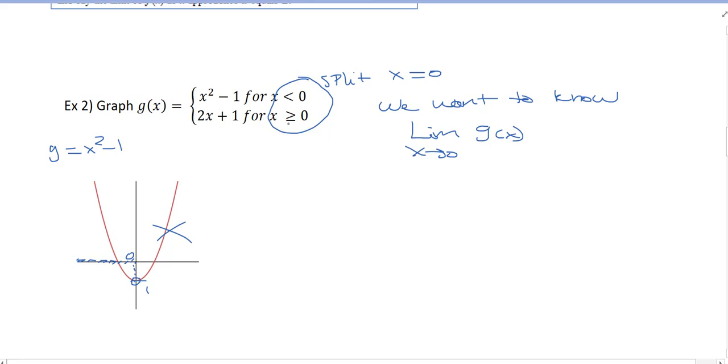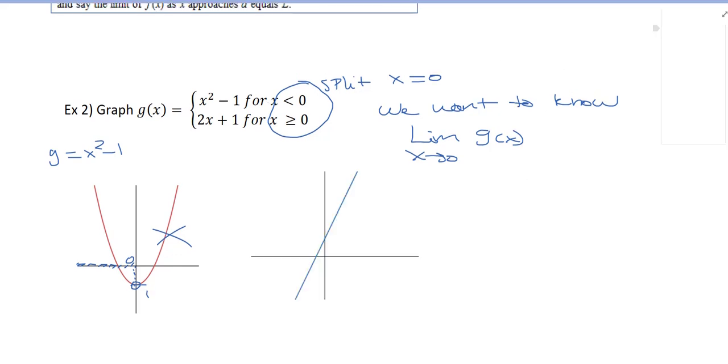And when x is greater than or equal to 0, we look like y equals 2x plus 1. This looks like y equals mx plus b, so this is a line. So let's look at what that line looks like. So here is our line, and I'm going to write it over here, y equals 2x plus 1. And we want to look like this line when x is greater than or equal to 0.